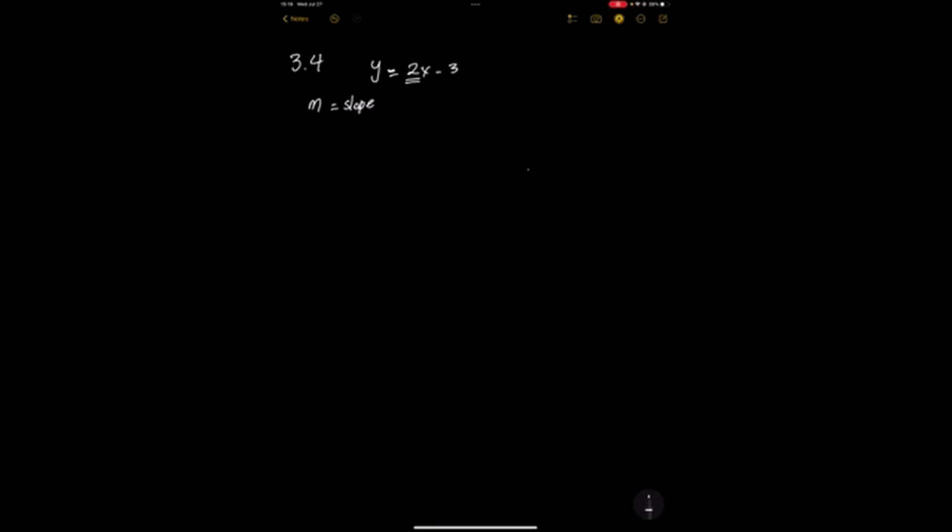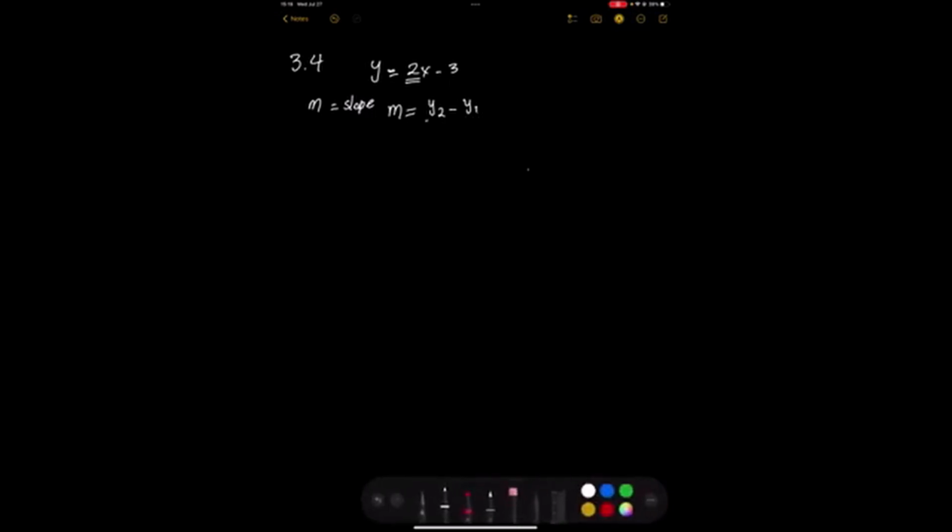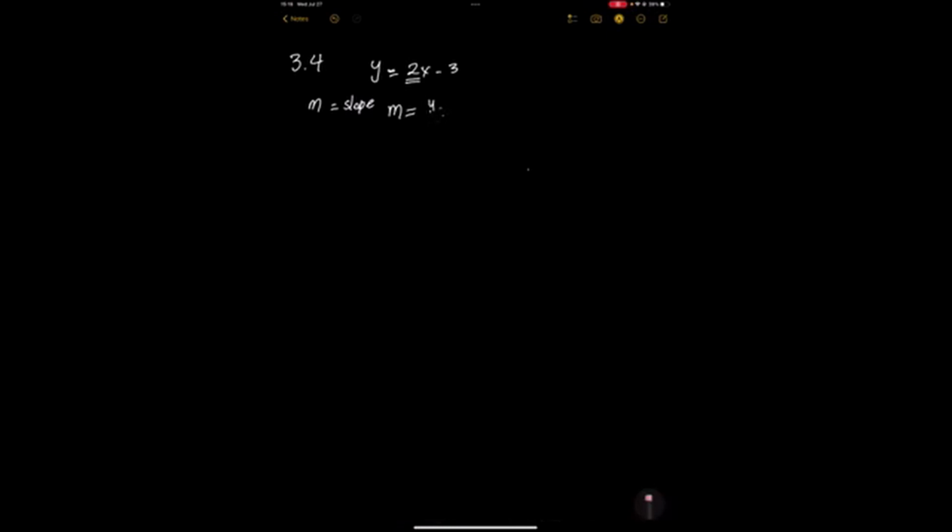So, what is the formula for the slope? Well, the formula for the slope, m, is basically the second ordinate minus the first ordinate, or the second y minus the first y, over the second abscissa minus the first abscissa, x2 minus x1. This is how you calculate the slope.